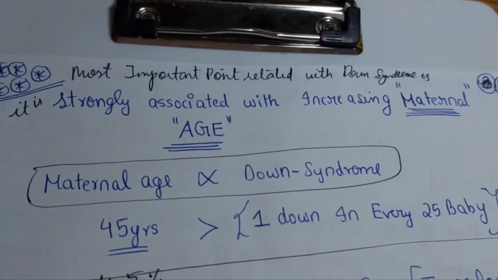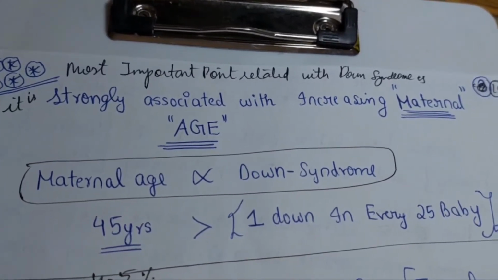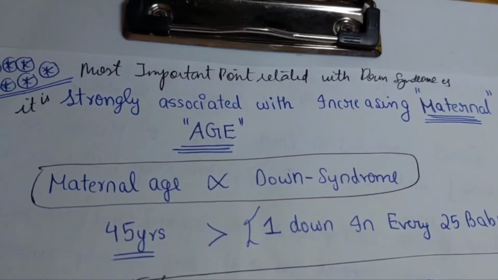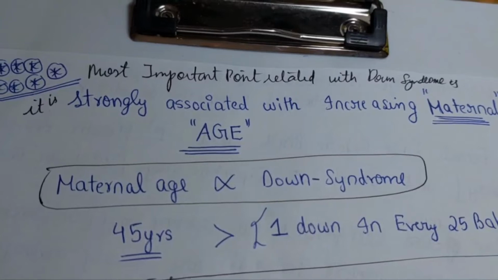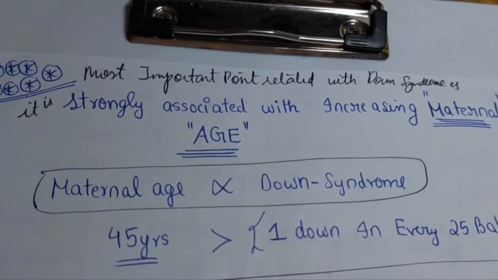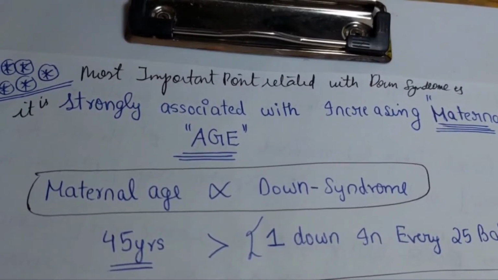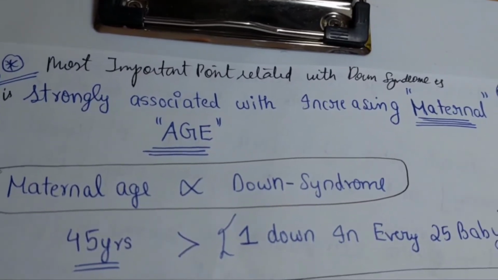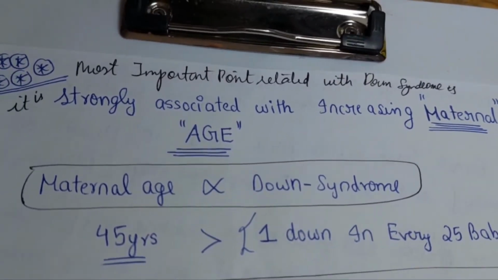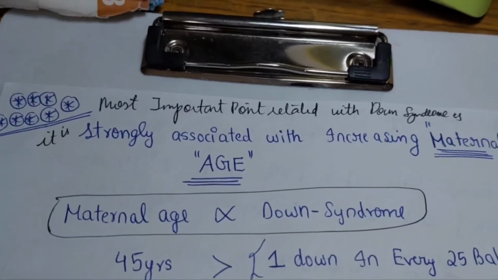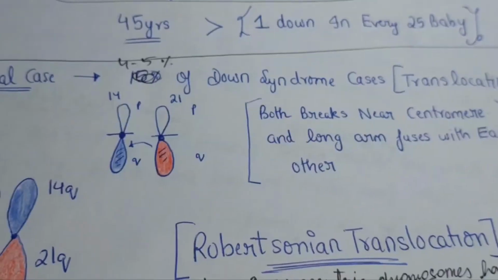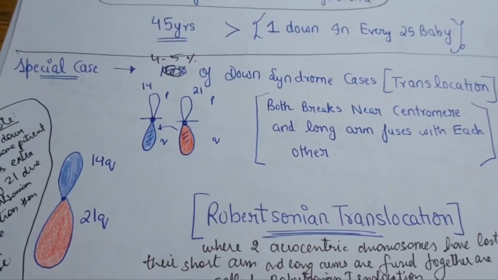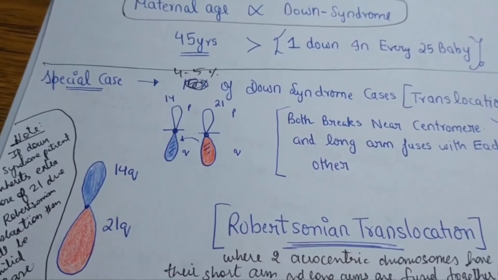The most important point associated with Down syndrome is that it is strongly associated with increasing maternal age. Maternal age is directly proportional to Down syndrome, so as maternal age increases, the risk of Down syndrome also increases. According to statistics, women who give birth at 45 years of age have a risk of one in every 25th baby being a Down syndrome patient. So we discussed the classical case of Down syndrome, that is chromosome 21 trisomy, and the general features of Down syndrome patients.